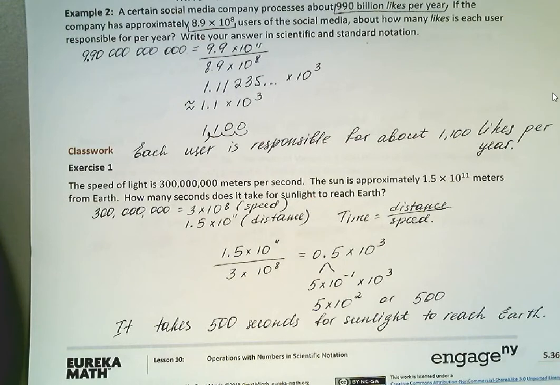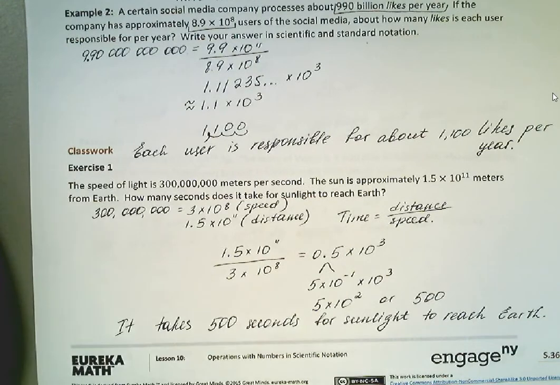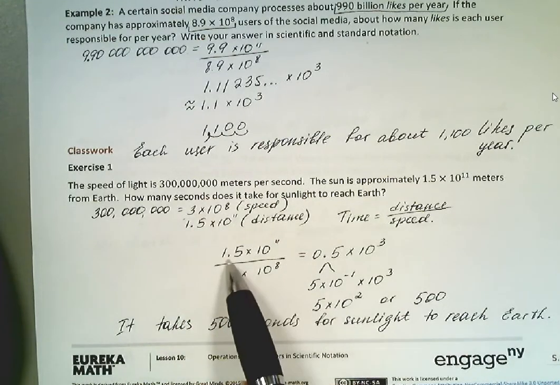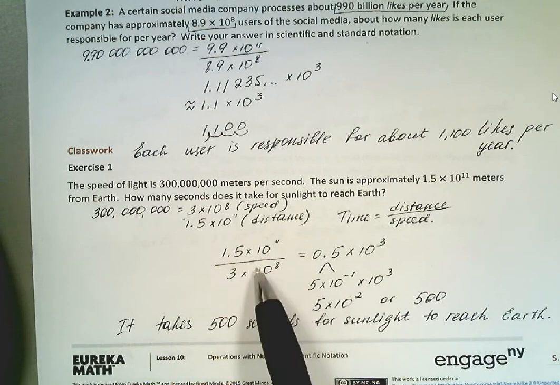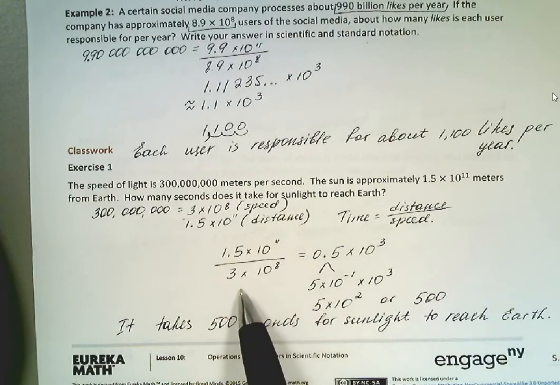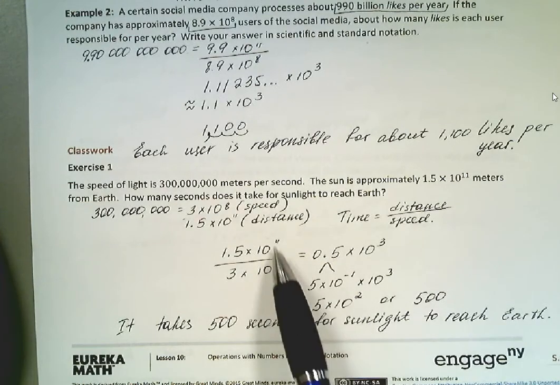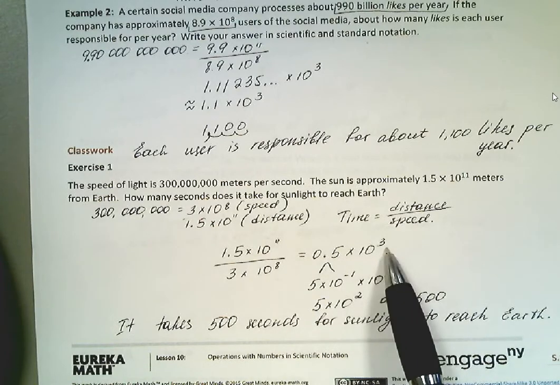First, I changed the speed into scientific notation, and I got 3 times 10 to the 8th, and then I divided that. So I took the distance, 1.5 times 10 to the 11th, and divided it by that speed. And so what I did, I divided 1.5 by 3, and I got 0.5, and I subtracted the powers of 10 according to the quotient rule of exponents, and that is 10 to the third power.